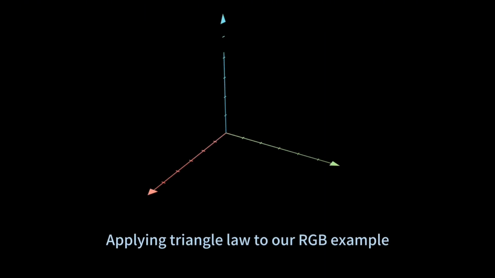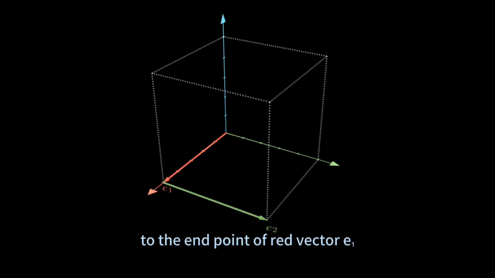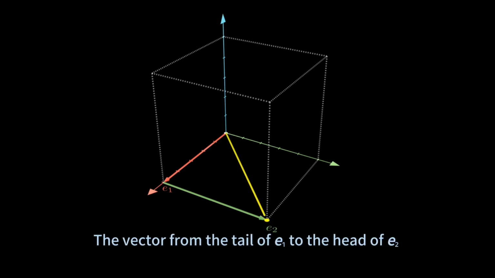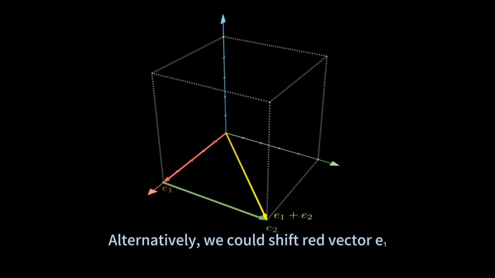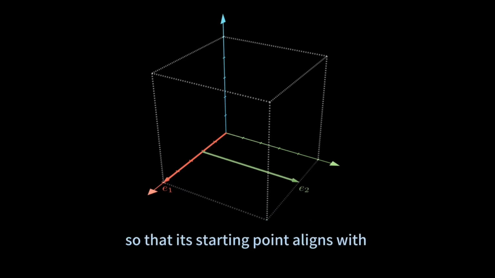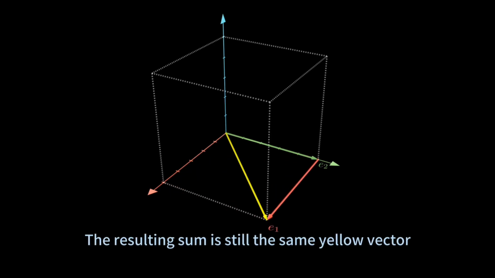Applying the triangle rule to our RGB example, we can move the starting point of the green vector E2 to the endpoint of the red vector E1. The vector from the tail of E1 to the head of E2 gives us the yellow vector. Alternatively, we could shift the red vector E1 so that its starting point aligns with the endpoint of the green vector E2. Then the resulting sum is still the same yellow vector.